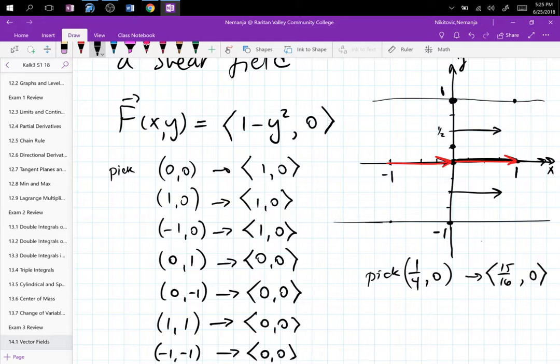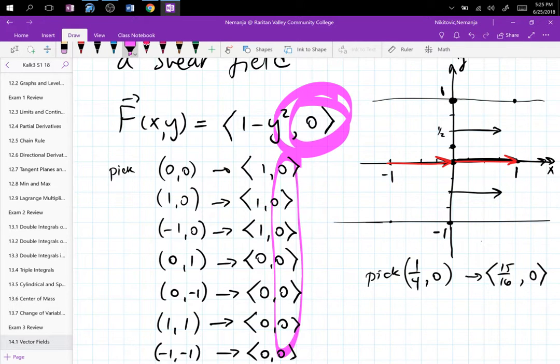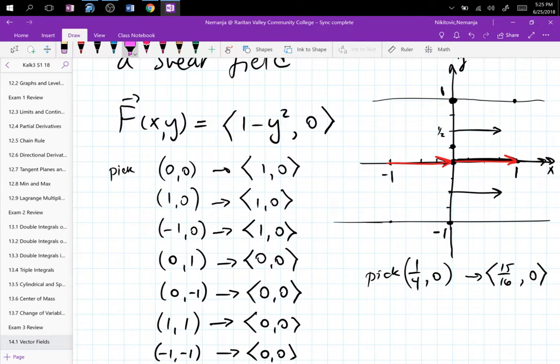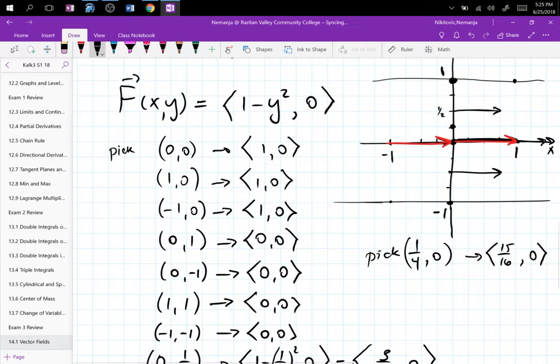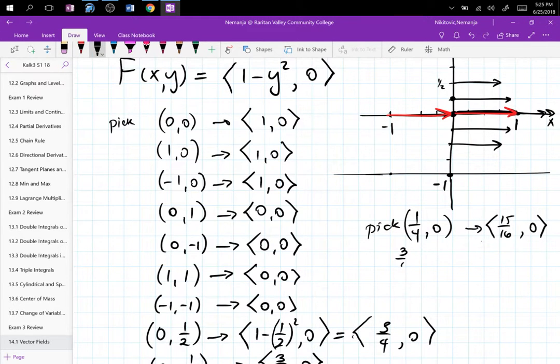Comma 0. The last coordinate for every vector must be 0 because it is given in the vector field that it's 0. So now what I have here is 15/16. That's almost 1. So this vector is going to go all the way there and stop. The one on the bottom is going to do the symmetric thing. All right, how about 3/4?